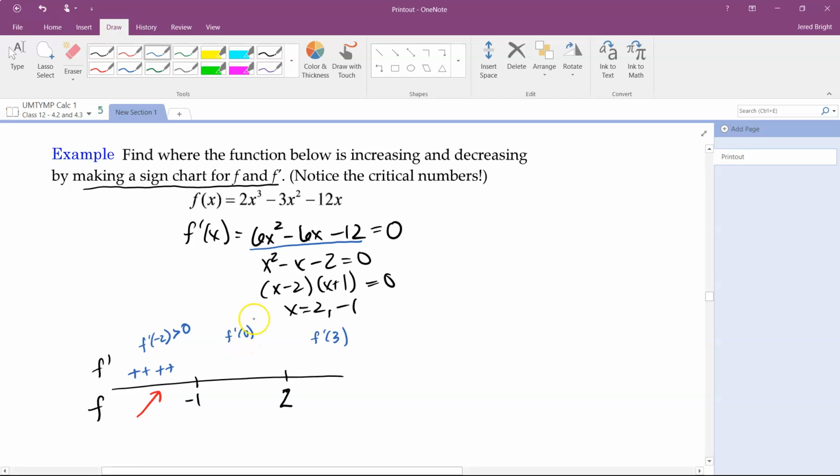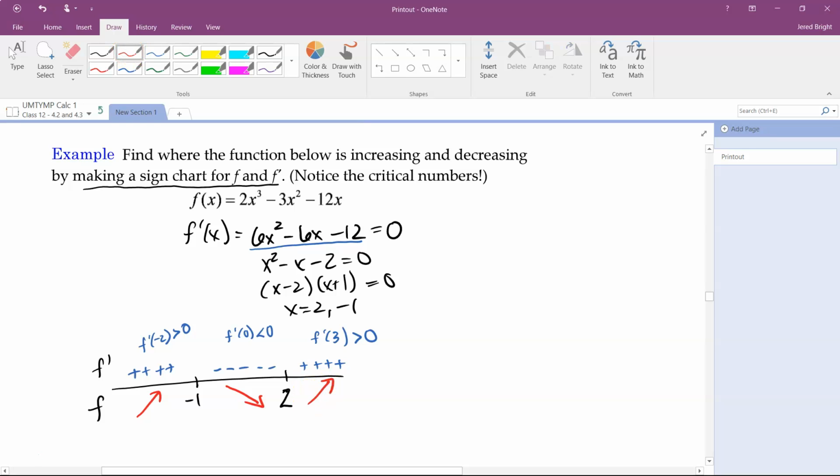Next, f prime of 0, well, if I put in f prime of 0, that just gives me minus 12, which is negative, and so I get something that's negative in this region, or the first derivative is negative in that region, meaning the function is decreasing in that interval. And lastly, f prime of 3, this is going to be bigger than 0, so the sign of the derivative in that region is positive, meaning that the function is increasing.